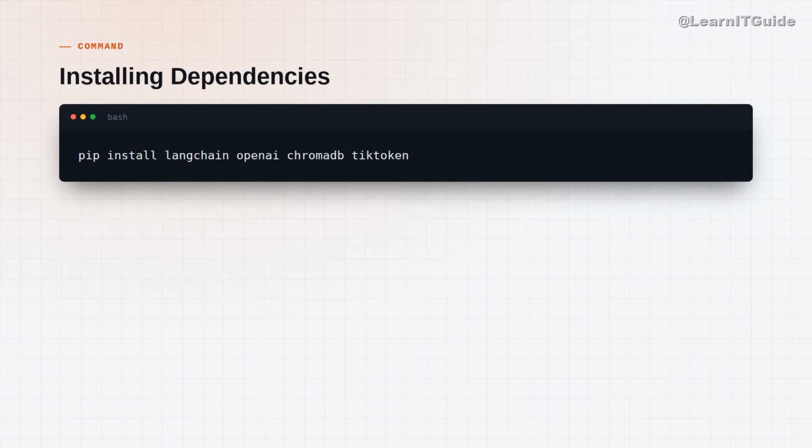To start, we need the right tools. We are using LangChain to bridge the gap between our memory and the LLM, and ChromaDB as our local vector database. Install these packages using the command shown on screen. This will give you the framework to store and retrieve data locally without needing complex cloud infrastructure.